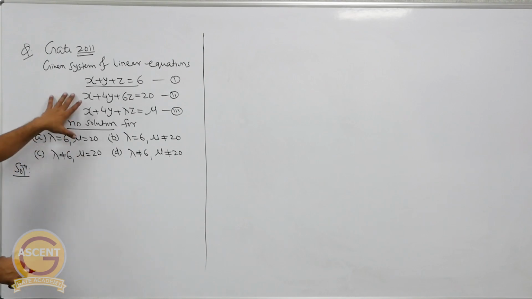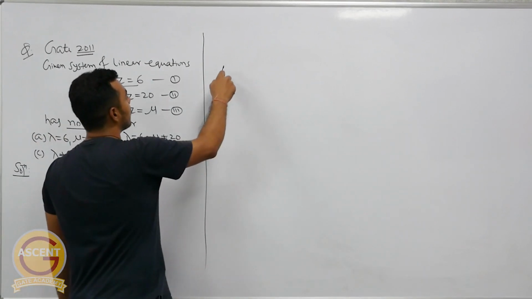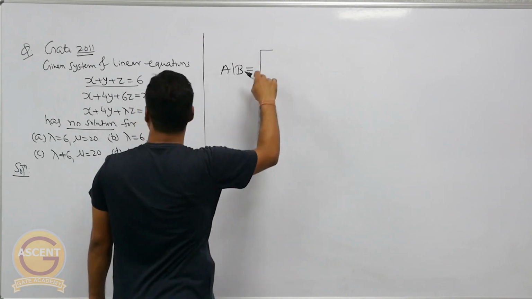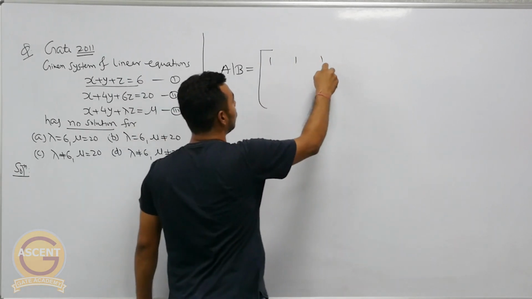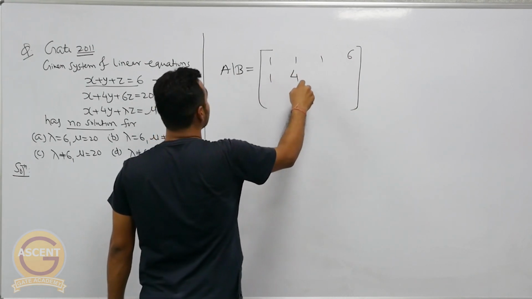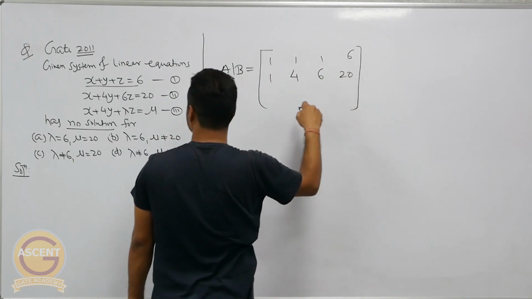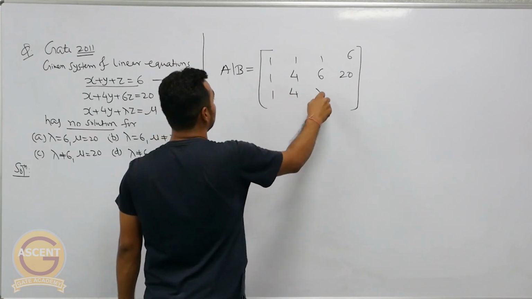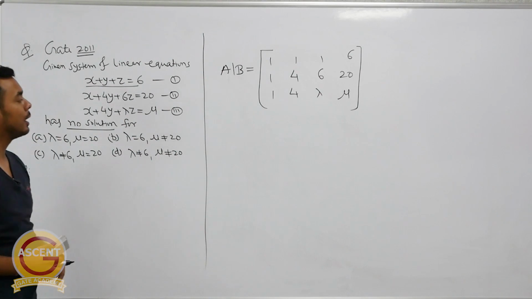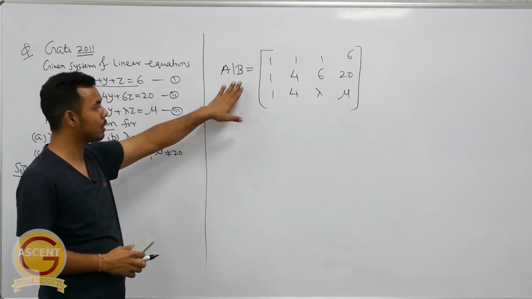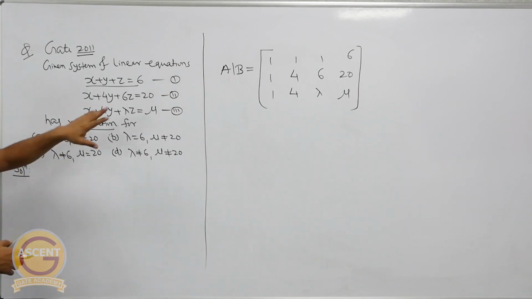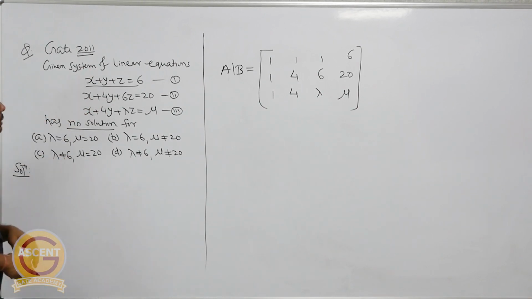So first we have to start from the augmented matrix. Our augmented matrix A|B will be: our first row will be 1, 1, 1, 6. Then our second row will be 1, 4, 6, 20, and the third row will be 1, 4, lambda, nu. So this is our augmented matrix A|B. Now our aim is, first we have to convert this augmented matrix into echelon form, and then we'll see what should be the condition for this system of linear equations to have no solution.